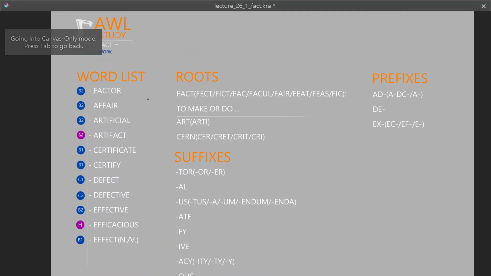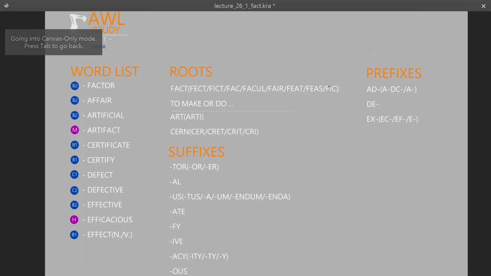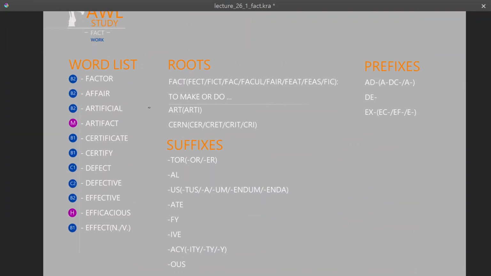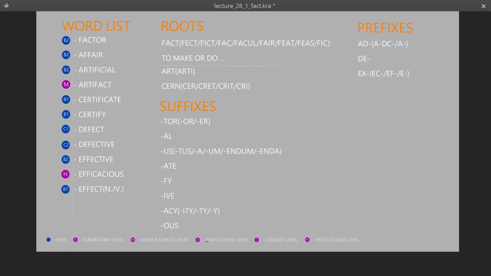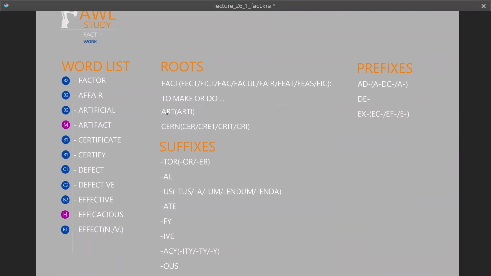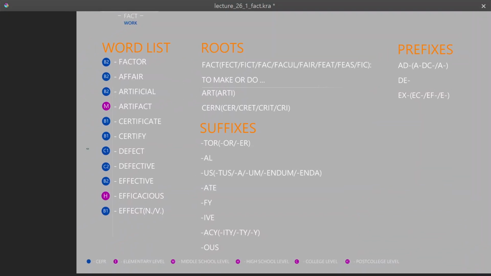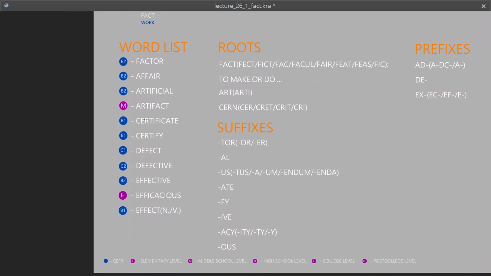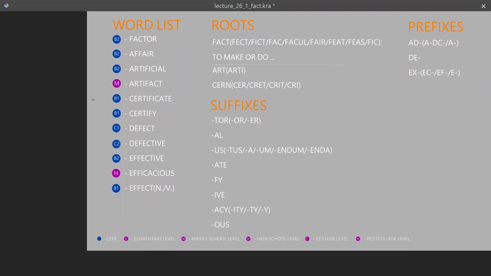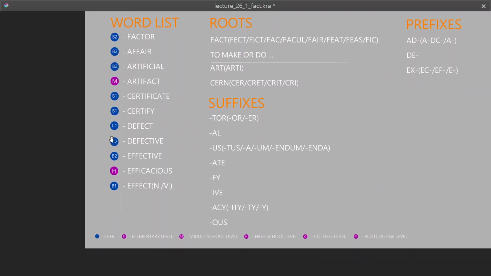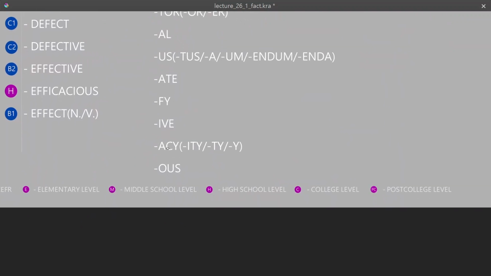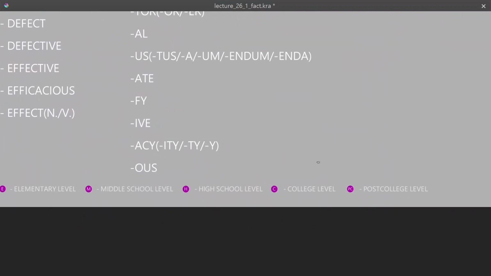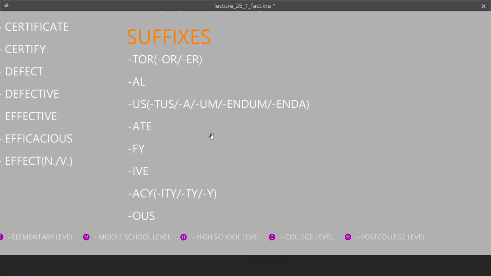Right now we have some words that share the root fact and variants, meaning to make or do something. And we have some prefixes and suffixes that are combined with these roots to form these words. They are labeled with either CEFR levels or regional academic levels: the elementary level, middle school level, high school level, college level, and post-college level.